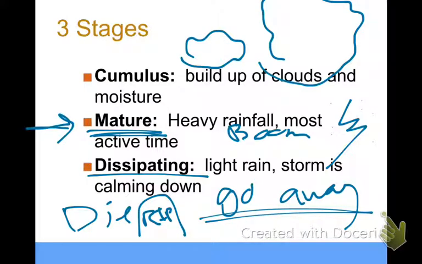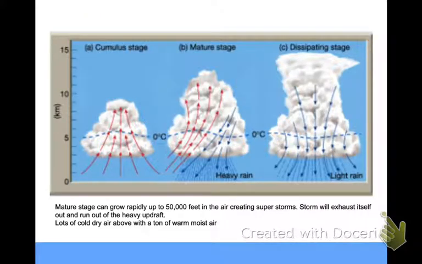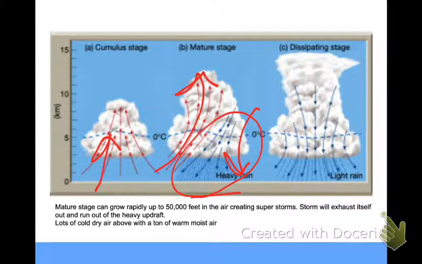I'm going to go ahead and clear the screen, and we shall move on. This is just a picture, so it shows the cumulus stage. You don't need to write anything on here down, but notice you have that nice warm updraft that is building up that cloud. In the mature stage, you have the updraft, but you also have a cold downdraft going down, and the cold downdraft is what's giving you that rain.